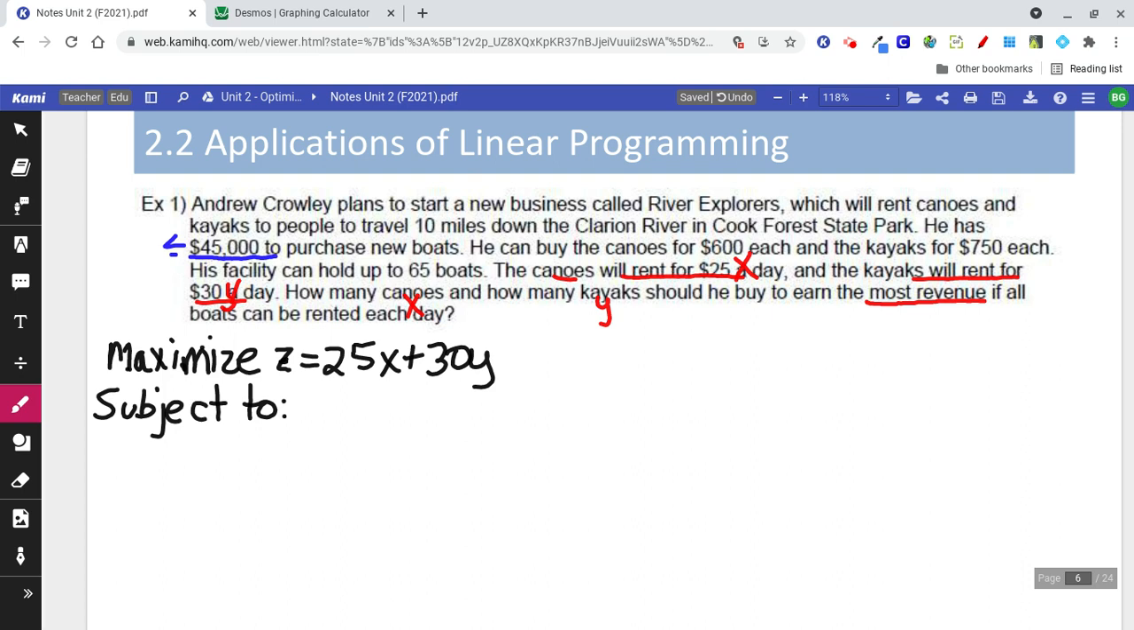So keep going. I see a dollar sign, but also I see this dollar sign is talking about buying canoes. So canoes is going to have an X on it, and kayak's going to have a Y on it. All three of those numbers are talking about buying boats. And so we put those together into an inequality. 600X plus 750Y is less than or equal 45,000.